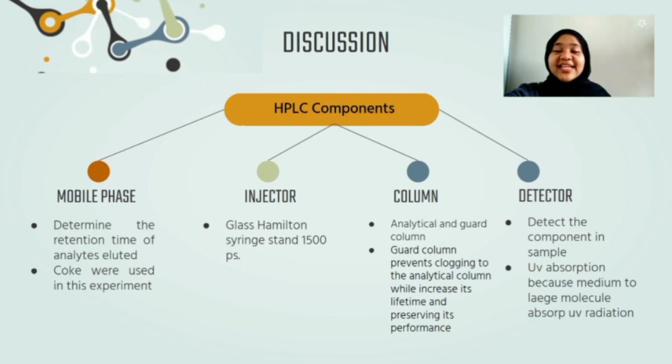Based on the experiment, the HPLC components are important to determine the results. The mobile phase in HPLC is in liquid form and the soft drink used in the experiment is Coke. But first, the soft drink needs to be degassed to avoid shifts in flow rate during the experiment. The injector in this experiment is a glass Hamilton syringe that can stand a pressure of 1500 PSI. The column differs in length and porosity depending on the compound to be analyzed. In this experiment, analytical and guard columns were used. As for the detector, we use UV absorption because medium to large molecules absorb UV radiation.